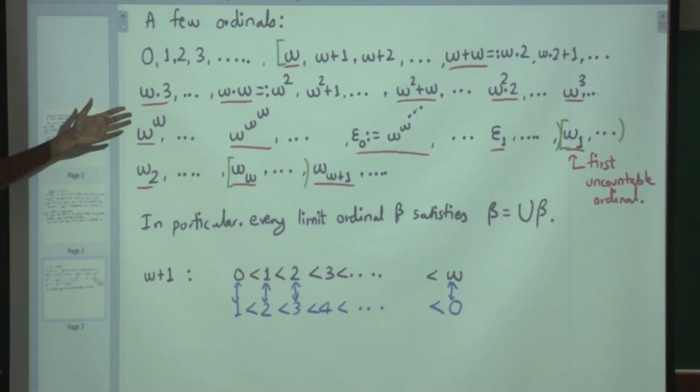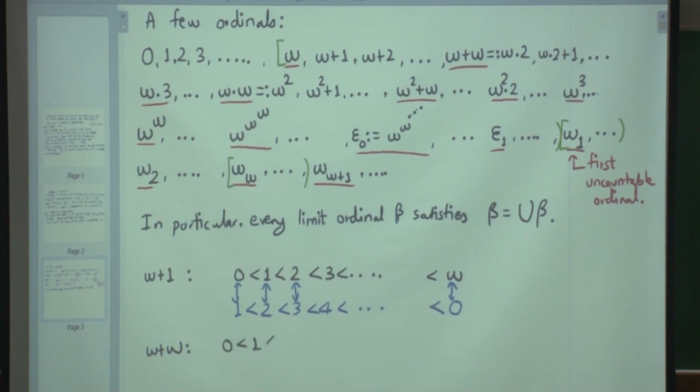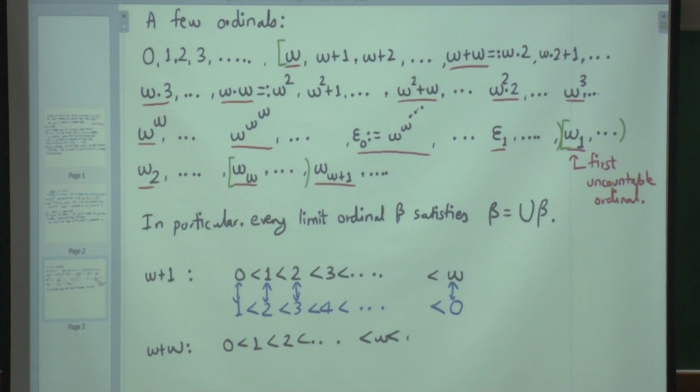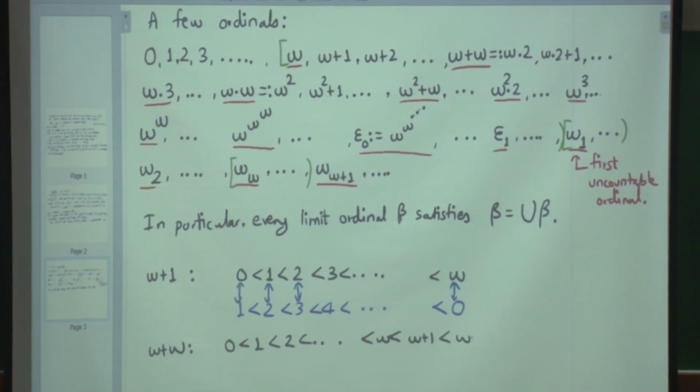Can you tell me how to write omega plus 2 now? 2, 3, 4 and then 0 and 1 at the top, with 0 less than 1. What about omega plus omega? Odd and even. Yes, that's what I wrote last time. So 0 less than 1 less than 2 and dot dot dot, then omega less than omega plus 1 less than omega plus 2 and dot dot dot.